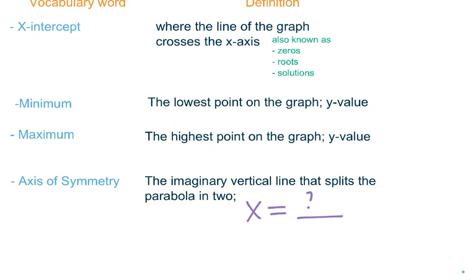Then we have the axis of symmetry. It's the imaginary vertical line that splits the parabola in two, splits our U-shaped graph in two. It does have an equation, which is x equals, because it is a vertical line and goes up and down. X equals, and we'll see this again as well. Make sure you copy down these vocabulary words before the next slide so that you have something to reference.